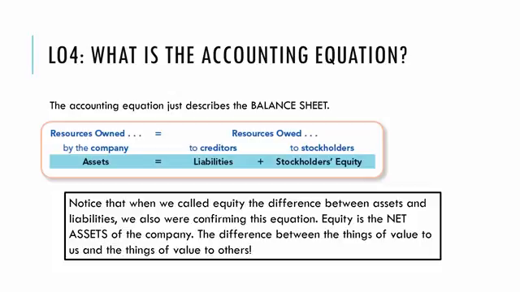Learning objective 4, the accounting equation. All this does is describe what the balance sheet is. It's assets, liabilities, and equity. We can define assets as being the total of liabilities, what we owe to creditors, and stockholders' equity. Now, stockholders' equity, again, we said was common stock and retained earnings. When we call equity the difference between assets and liabilities, all we're doing is rearranging this in an algebraic way. We're saying assets minus liabilities is equity, right? So it's just an algebra thing.